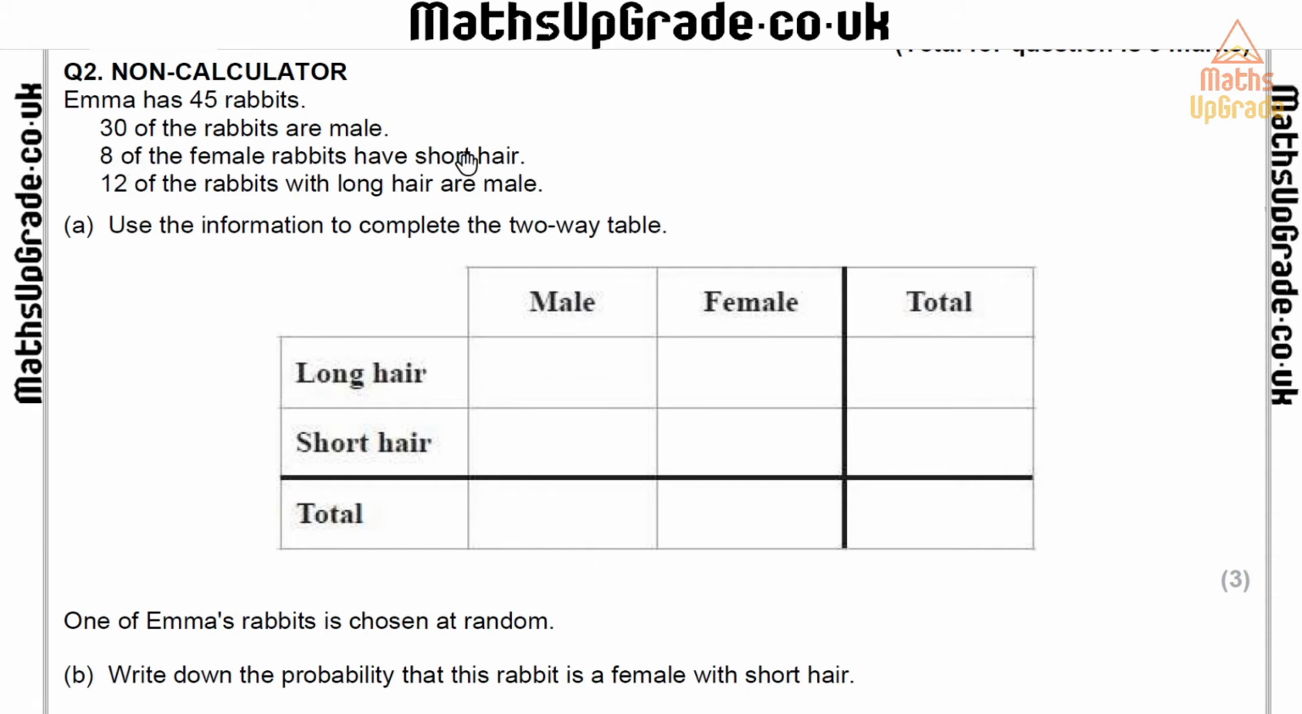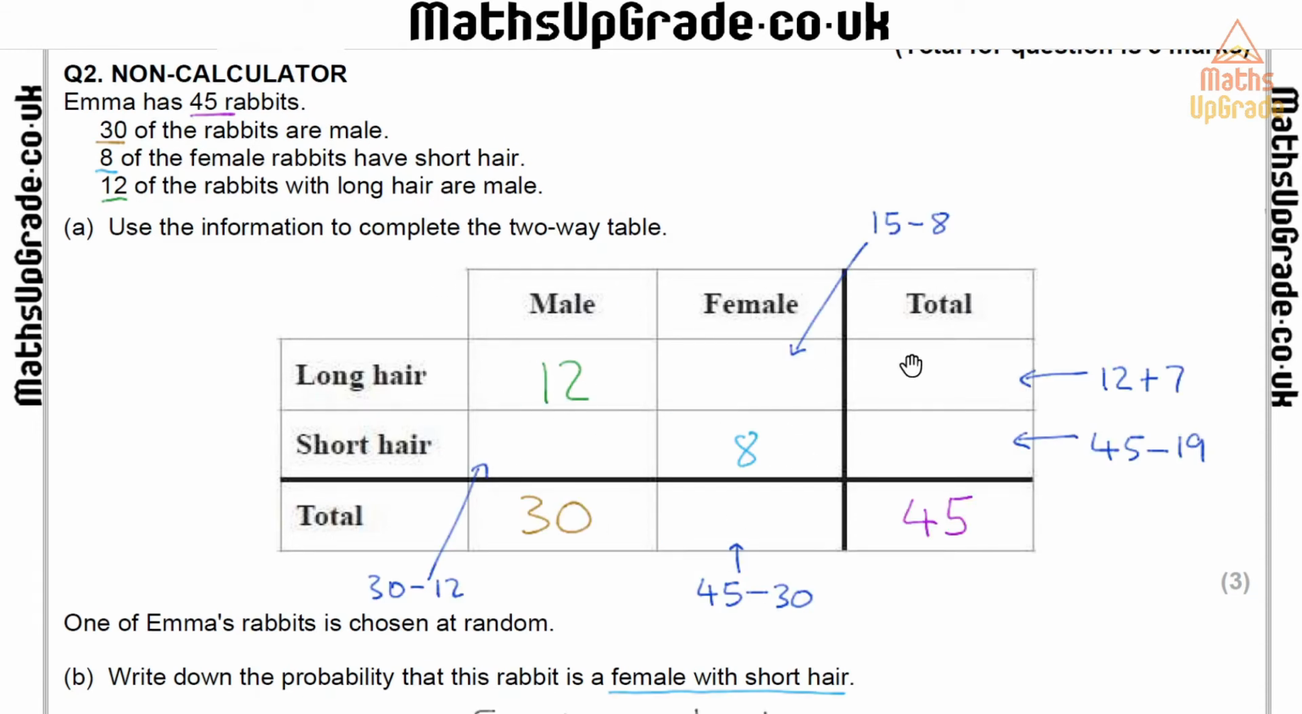8 of the female rabbits have short hair, so female, which is down here, and short hair, so this cell here would be 8. 12 of the rabbits with long hair are male, so 12 would be in here. So filling those in, I'd get this information here.